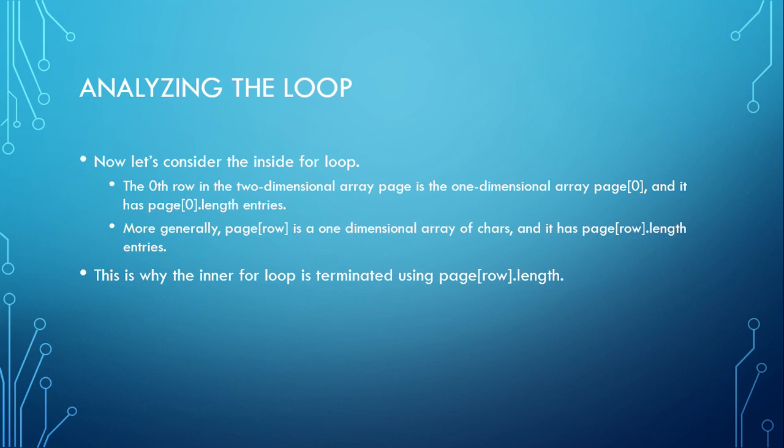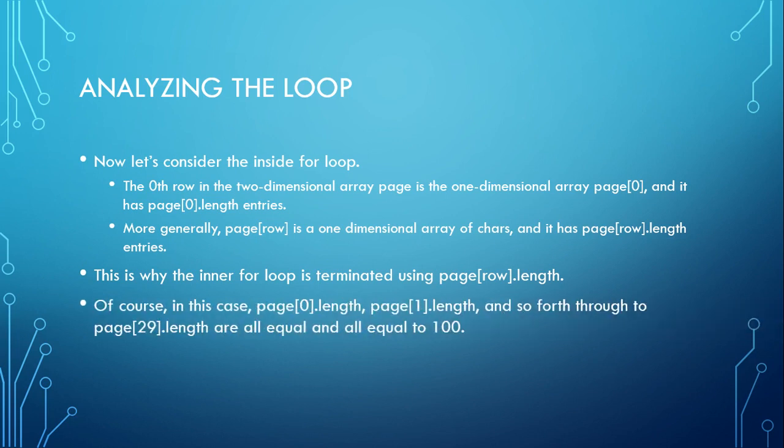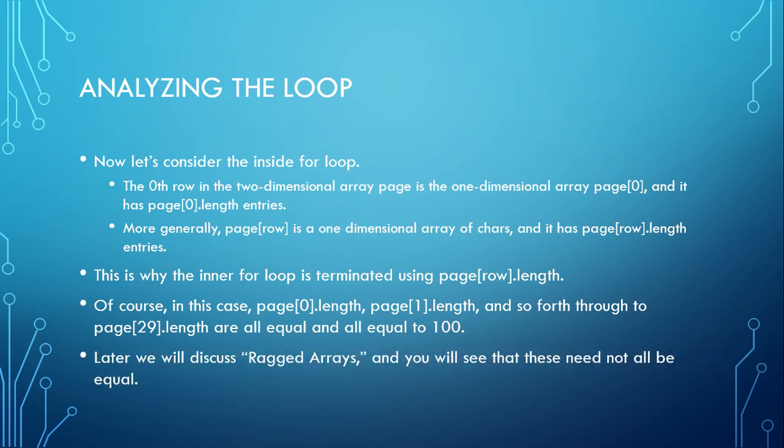Now, if this is a little confusing, you can, of course, switch back to using hard-coded values of whatever the number is. So if you want to use 5 and 12 or whatever it's supposed to be, you can do that. Or if it's a variable that captures user input to determine the length, that's fine as well. Now, of course, in this case, page[0].length, page[1].length, and so forth, all the way up through page[29].length, are all equal to 100.